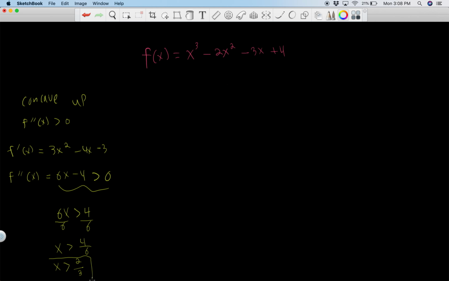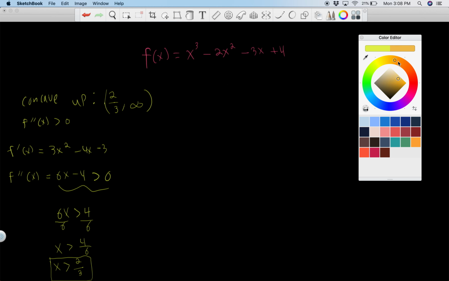So our guess was actually pretty good. We said the inflection point starts around 0.5, 0.6, and then it goes to infinity. So it's concave, actually I'll write it up here. It's concave up from 2/3 all the way to infinity. So our guess was actually pretty good. We said it's around 0.6 or so, and 2/3 is around 0.66 or 0.67. So this is when it's concave up.